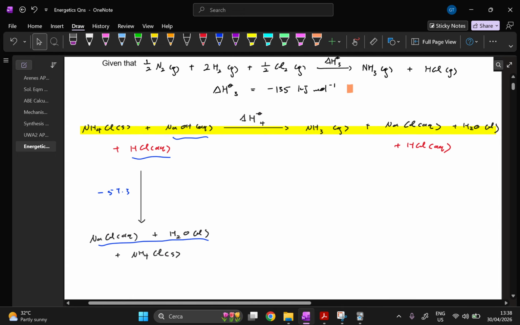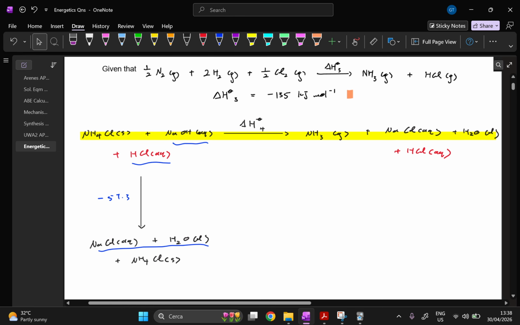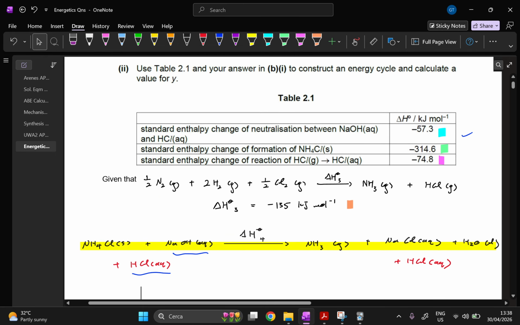Next thing I can think about is how exactly do I get here? Because think about it, what do I have in common between two of the pieces of information that I'm given? I'm given enthalpy change of formation of NH4Cl. Once again, what's enthalpy change of formation? I go from my elements in their standard states to the substance that I want. And the elements in their standard states for NH4Cl are going to be 2H2, half N2, and half Cl2. And where do I find that? Half N2 plus 2H2 plus half Cl2 is also given in the third piece of information here.